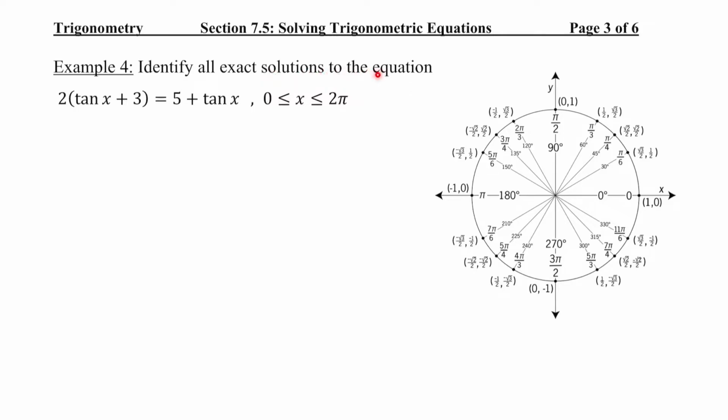Example 4. Identify all exact solutions to the equation. 2 times tangent of x plus 3 equals 5 plus tangent of x. X is in between 0 and 2 pi. In this equation, my unknown is x. I'm supposed to find x, and my x values are in between 0 and 2 pi. In this equation, I have tangent on the left side and tangent on the right side. What I'm going to do next is simplify the left-hand side by multiplying the 2 out. So I will have 2 tangent x plus 6.